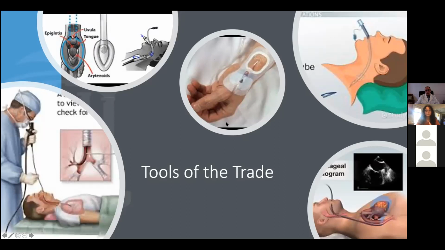Right here in the middle of the screen is called an arterial line. This is a little IV catheter that sits in the radial artery, which is right above your thumb. And we'll put that in to watch the blood pressure beat to beat during surgery if we need to. Not every patient needs one of these, but some patients do. And if we need to, we'll put those in.